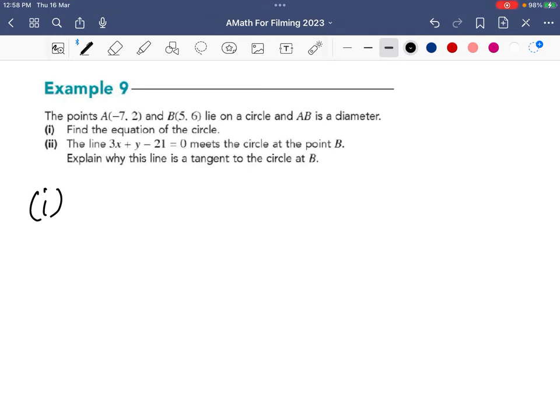Okay, so first and foremost, what we know is there's A and there's B, like this. A is -7 and 2, and B is 5 and 6. So somewhere along this diameter, there should be a midpoint. This midpoint will be the center of the circle. Then, with this center of the circle, you can also find a radius. And you have enough information to get the equation of the circle itself.